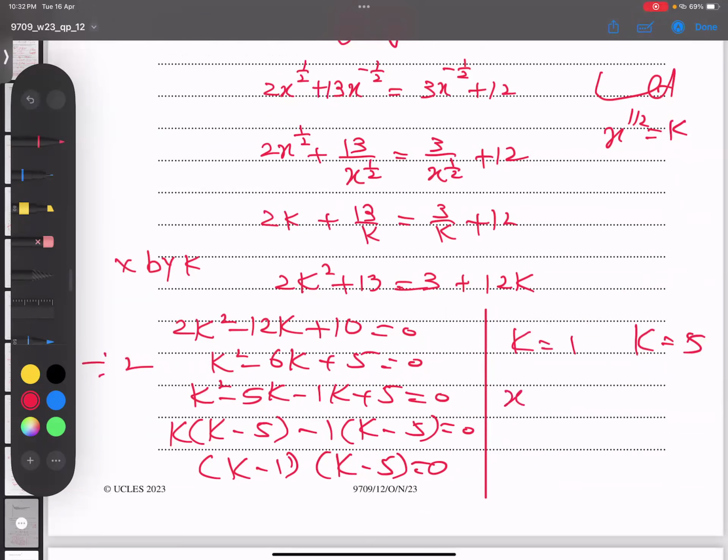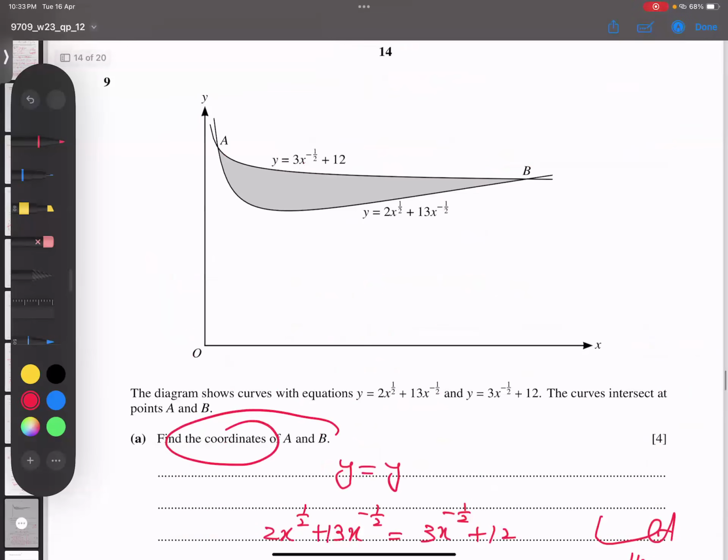So x to the power half is equal to 1, and x to the power half is equal to 5. How to get rid of this? The reverse of this is what? Squaring both sides. So I square both sides, students, square left side, square right side, and this half will cancel. I get 25, and here I get 1. Alhamdulillah Rabbil Alameen.